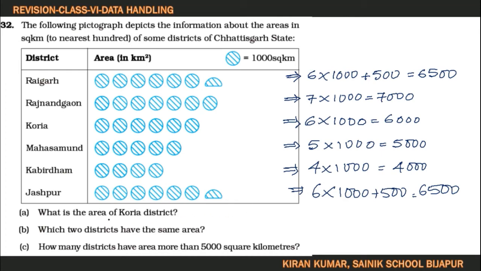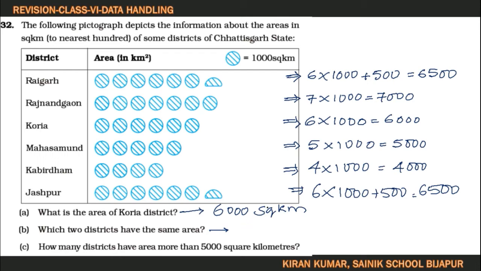What is the area of Korea district? Here the Korea district has got the area equal to 6000 square kilometers. Which two districts have the same area?